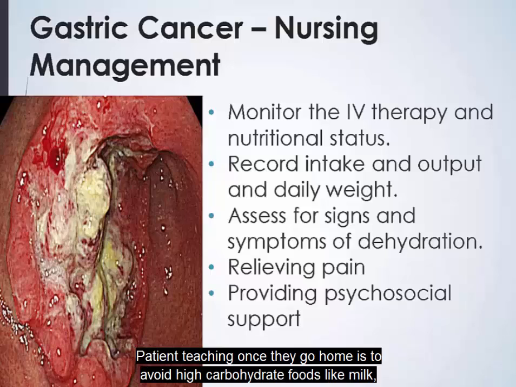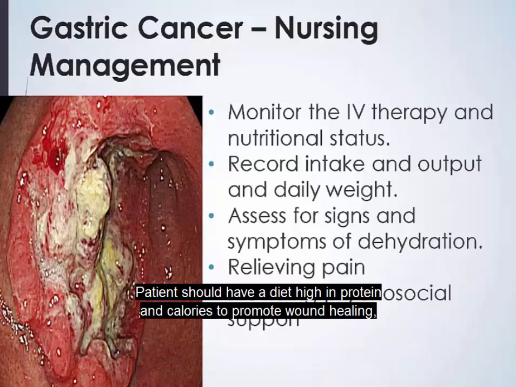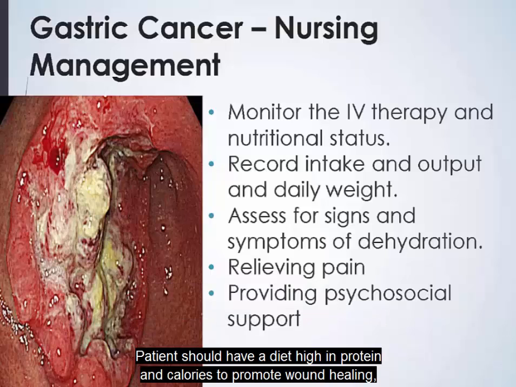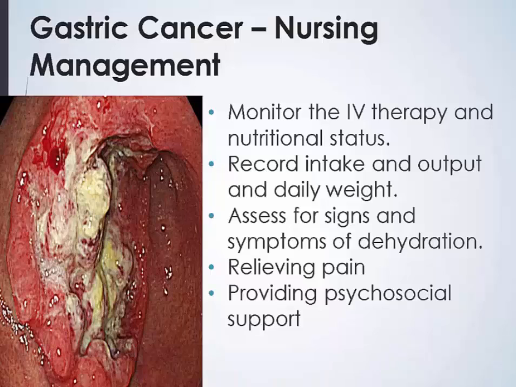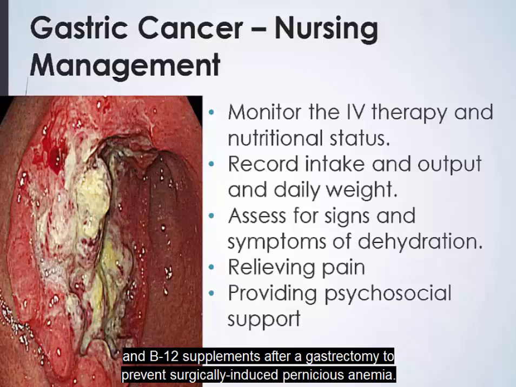Patient teaching once they go home is to avoid high carbohydrate foods like milk, which could trigger the dumping syndrome. Patients should have a diet high in protein and calories to promote wound healing, and B12 supplements after a gastrectomy to prevent surgically induced pernicious anemia.